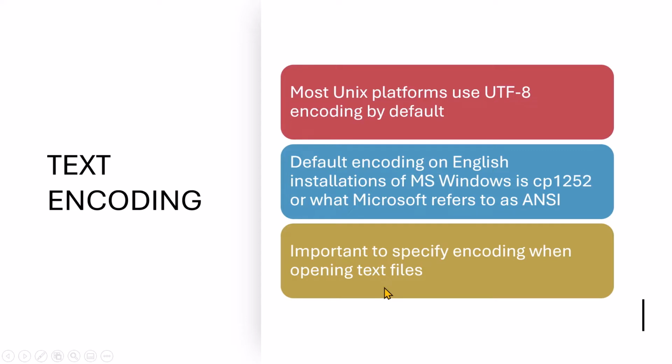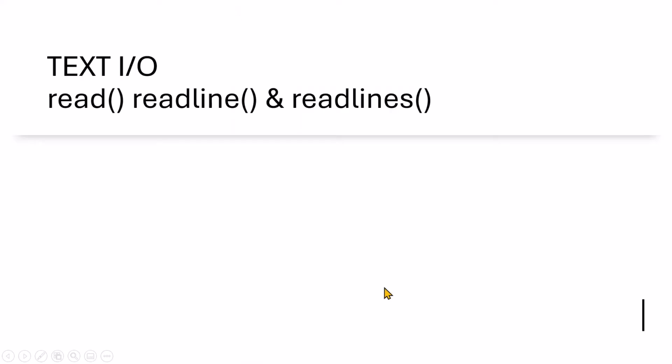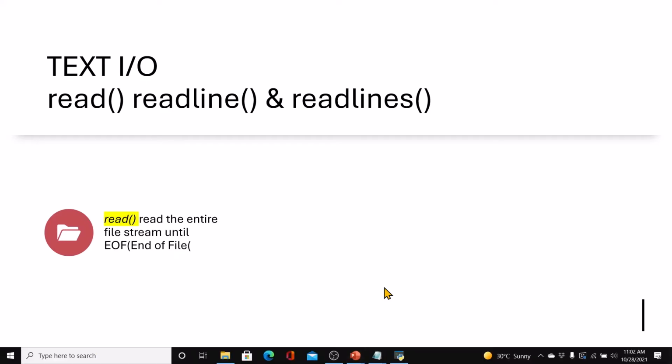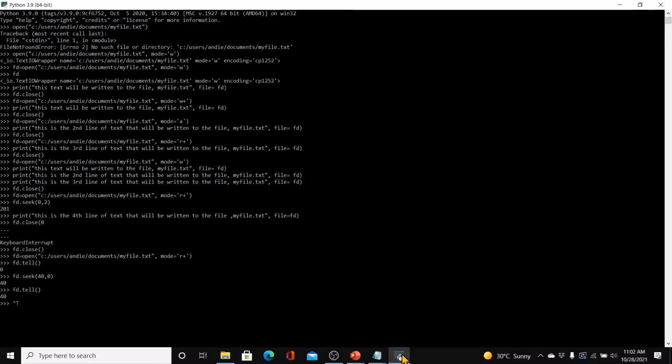So that's about encoding. Now coming to read. How do we read from the file? We can use a read method, we can use readline, and we can use readlines. The read method will read the entire file stream until the end of file. So let's now go and try to use that to read this file. What if I say here fd.read?